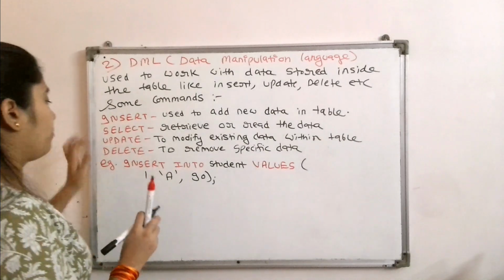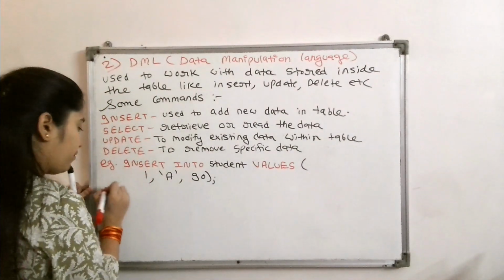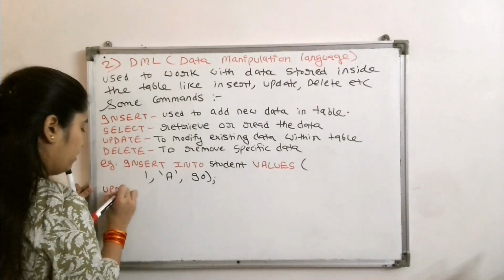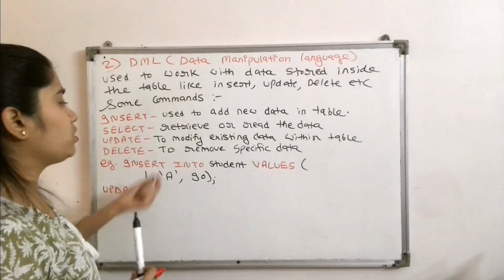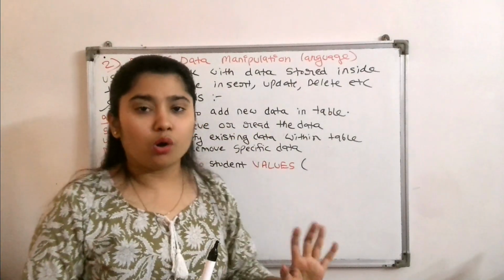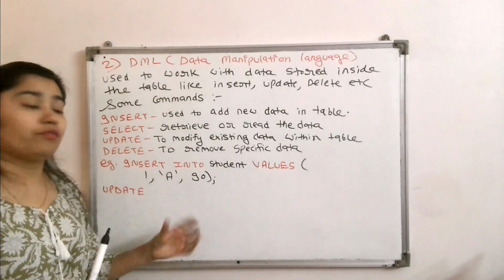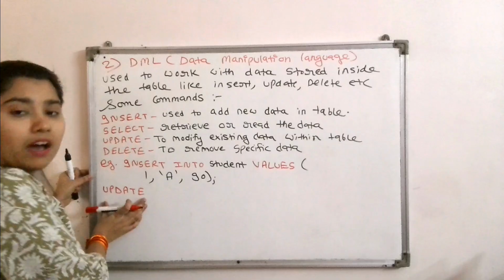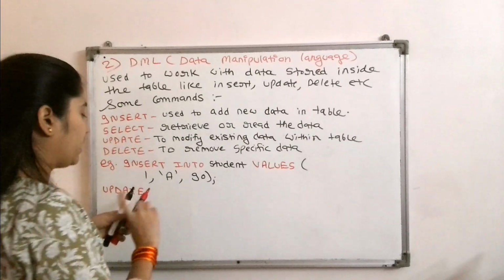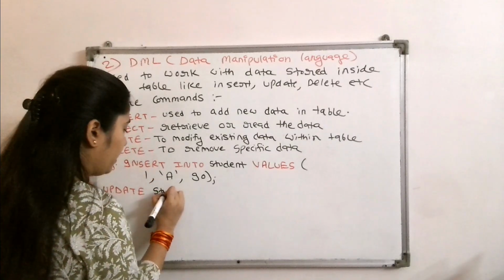Then let's also see the update command. We know that the update command is used to modify the existing data. Suppose this is our stored data and we want to modify it, how do we modify? First we write update, then the table name: update student.